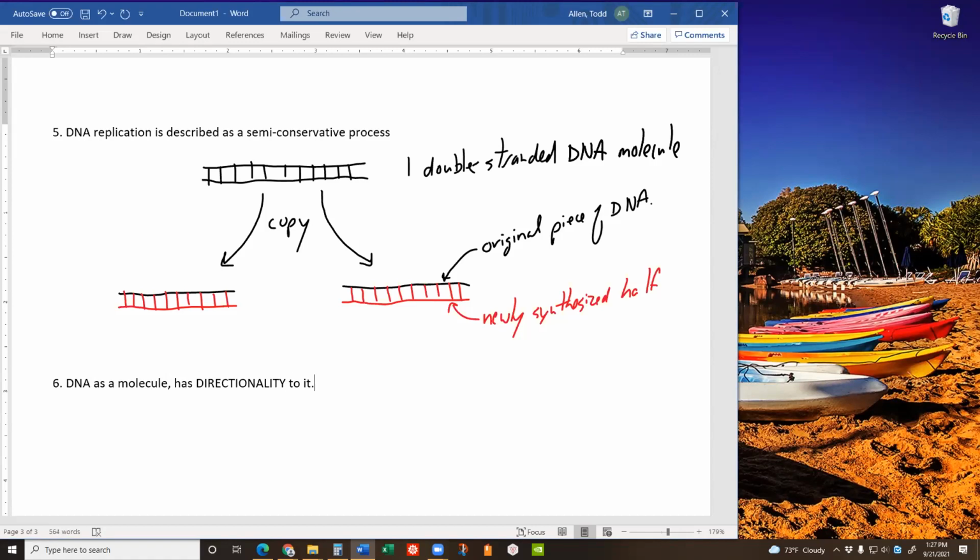DNA as a molecule has directionality to it. You might substitute the word polarity, although I'm not talking about the same kind of polarity I was talking about when we discussed water being a polar molecule. It's a different use of the word polarity.